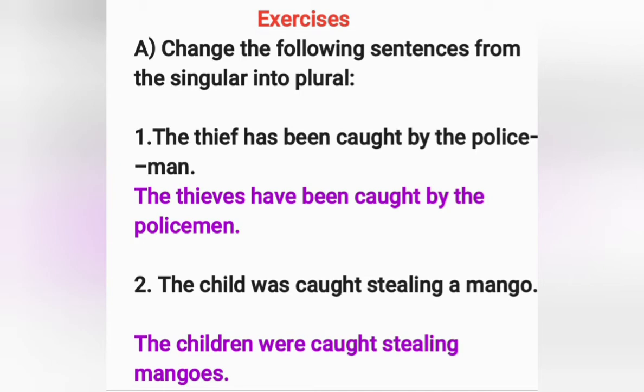Number 2, the child was caught stealing a mango. The child convert into the children. Plural of was is were. Plural of a mango is mangoes. So we will write here, the children were caught stealing mangoes.